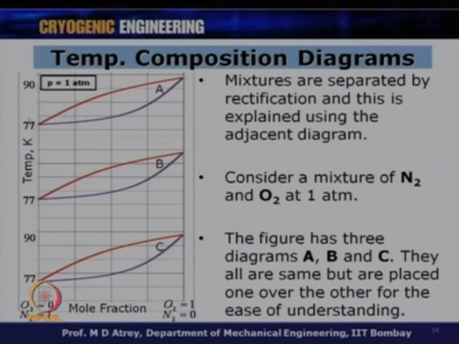A, B and C are essentially absolutely the same diagram, but because I want to show different processes, it may not be possible to show all the processes in one diagram. So I am showing it in three different diagrams, placed one over the other for ease of understanding. Do not get confused by A, B, C. Essentially they are the same. I am just showing some processes in B, some in C and some in A.